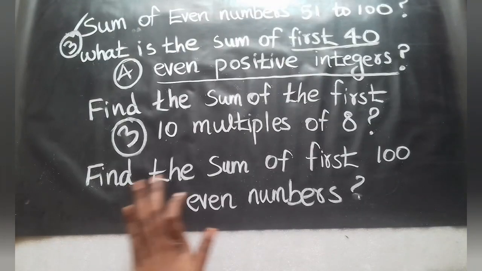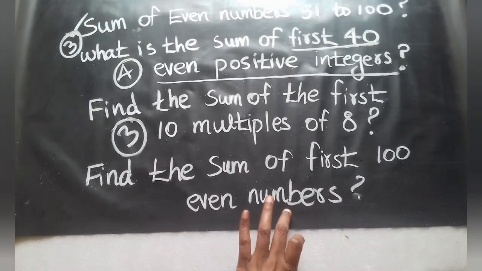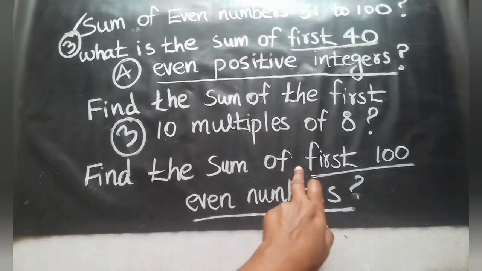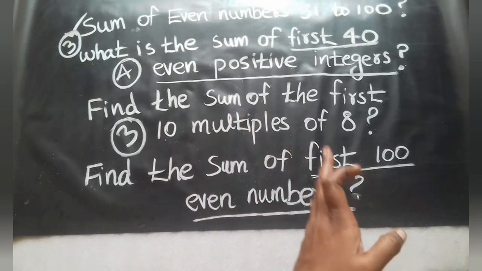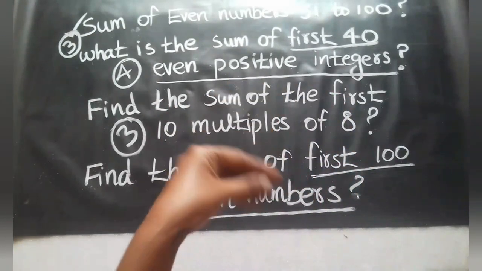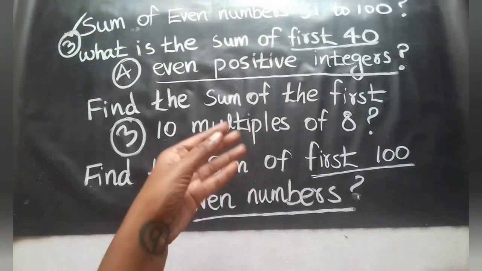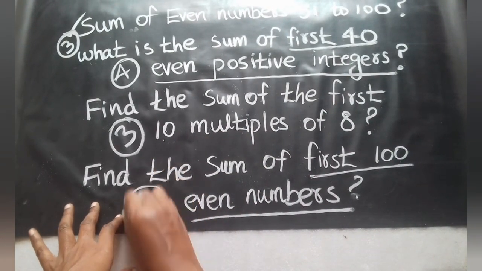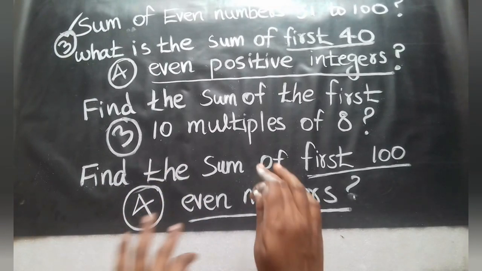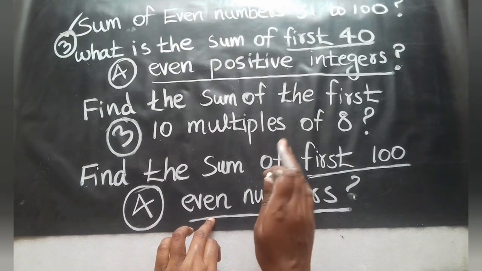Next question here is, find the sum of the first 100 even numbers. First 100 even numbers means you have to list from 2. So you can use the formula n into n plus 1 to calculate it faster. But you can use all 4 methods to calculate this. But the simple method is n into n plus 1.